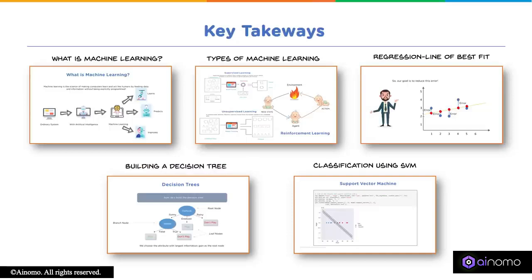So the key takeaways, what is machine learning? We discussed that with some of the different aspects of machine learning on there. We went into types of machine learning. If you memorize, we have supervised, unsupervised, and reinforcement learning. We discussed regression line or best fit, and we did the building a decision tree and what the logic is behind that. And finally, we did classification using SVM, support vector machine, and we did the code in there.